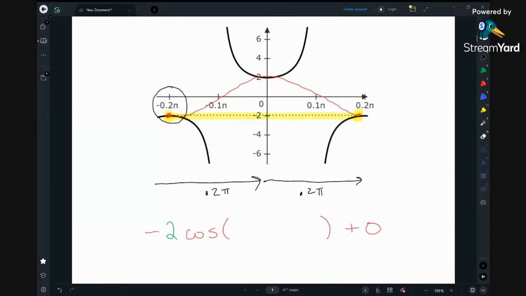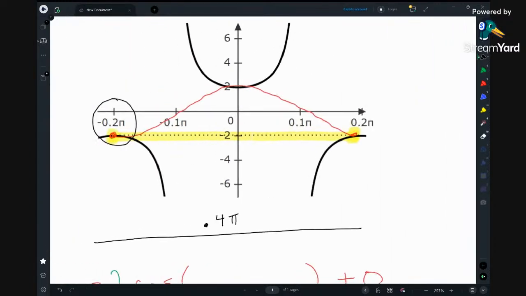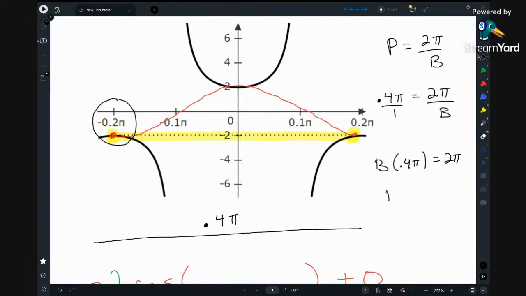From minimum to minimum, 0.4 pi. That is the period. So let me do a little side work. What do we know about period? Period is 2 pi over b for sinusoids. 0.4 pi equals 2 pi over b. We know what to do here. Put this over 1, cross multiply. B times 0.4 pi equals 2 pi. Then divide by 0.4. You get 2 pi over 0.4 pi.